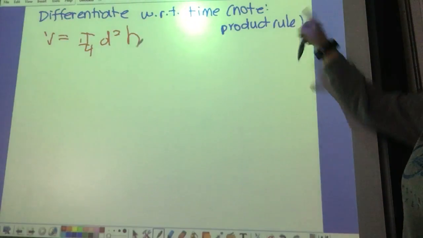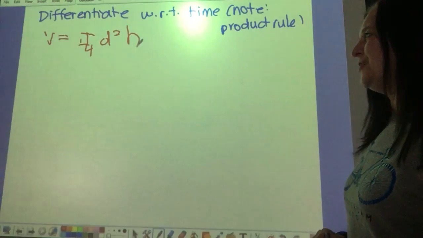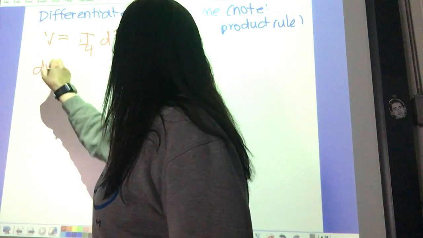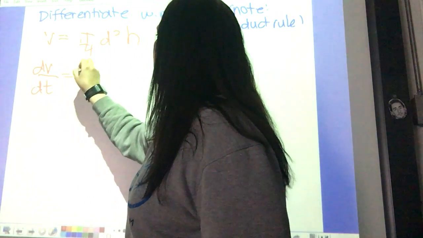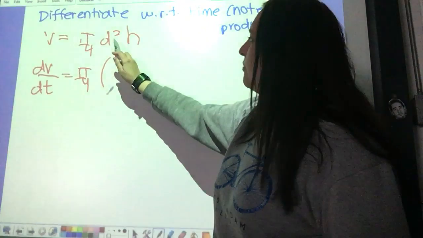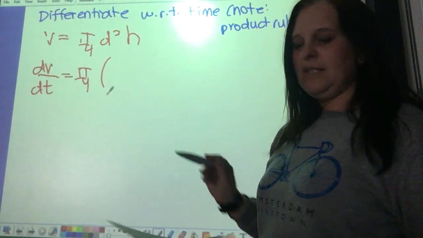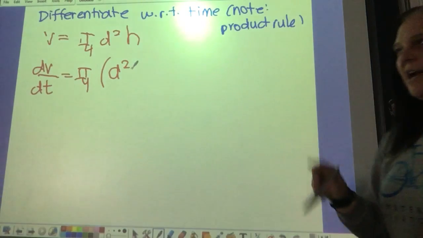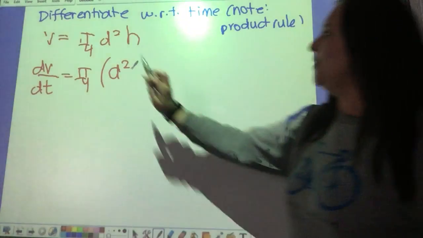Okay, now this is fun. We get to apply the product rule when we differentiate, but you're all good at that. I saw that in your hand in. So the rate at which the volume changes, pi over 4 is a constant, so I'm just going to pull it out. So we just have to apply the product rule to d squared h. So remember, it's f g prime plus f prime g.